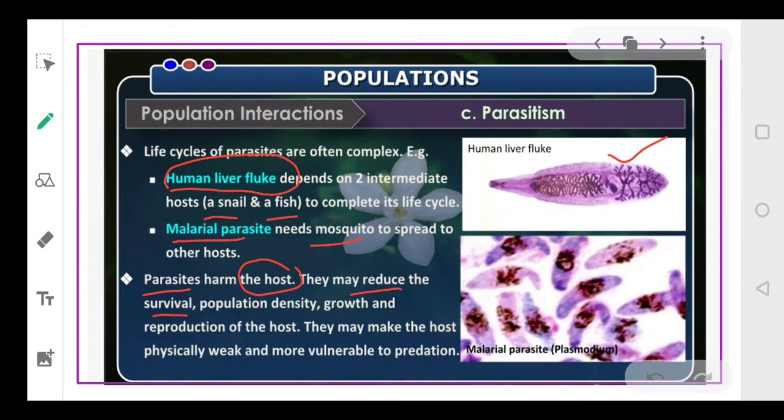So they reduce the survival chances of the host. They reduce the population of the host, and they also affect the growth and reproduction. And in all, the impact of all these things is that the host becomes physically weak and more prone to the attack of predators. तो आपका जो होस्ट होता है वो कमज़ोर हो जाता है and और भी predators उसे अटैक कर सकते हैं, and that will ultimately lead to the death of that particular host.